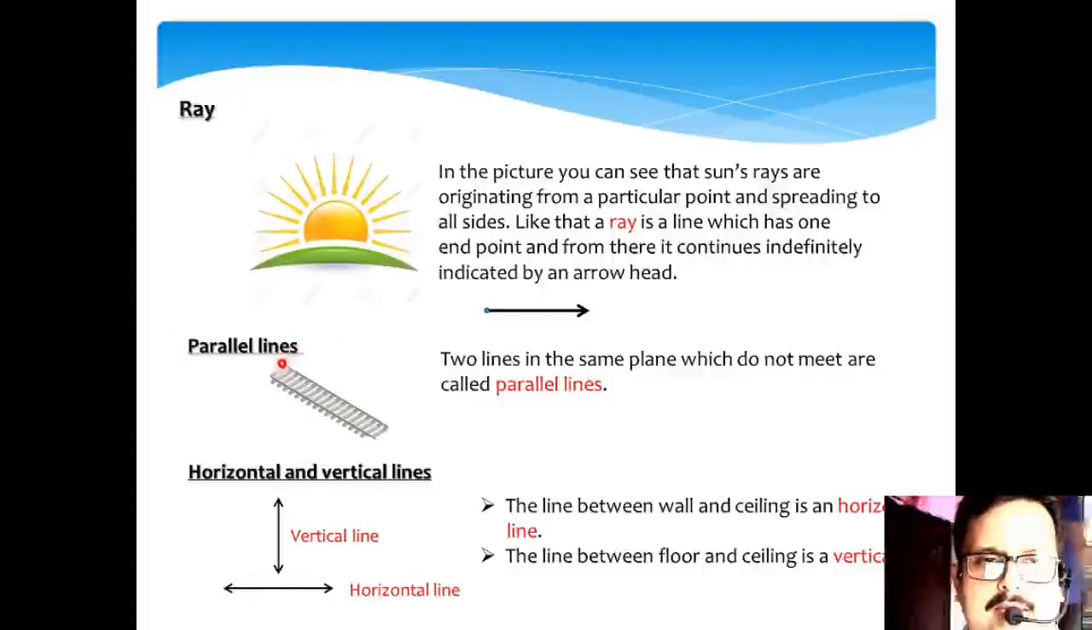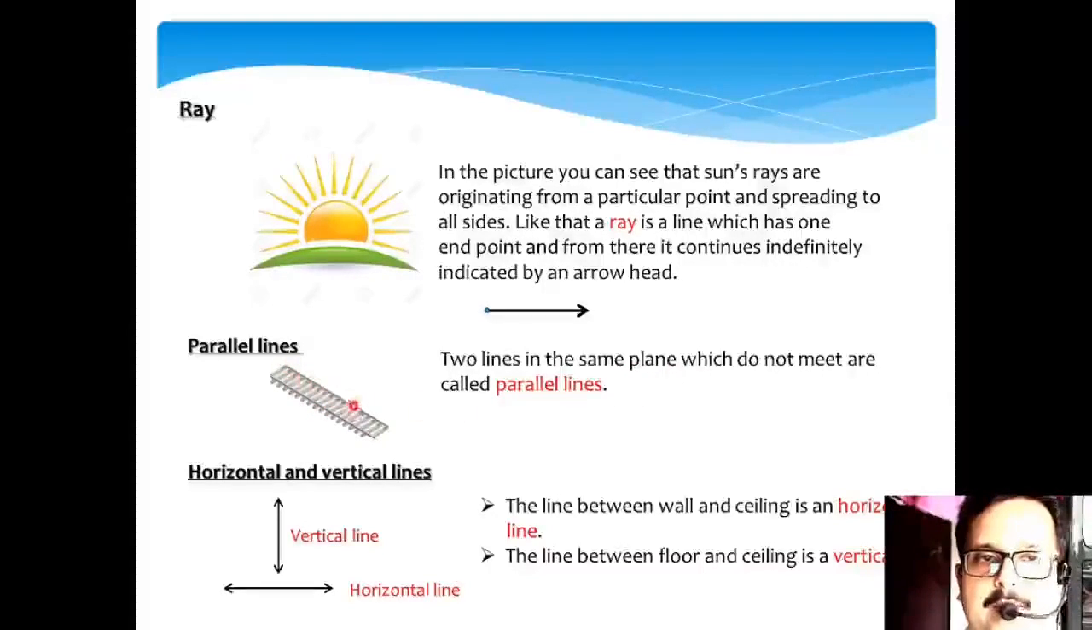What are parallel lines? Here you can see the railway track where the two lines are at a particular distance between each other and they will not meet anywhere. Okay, two lines in the same plane. I already told you this term will appear now and then.